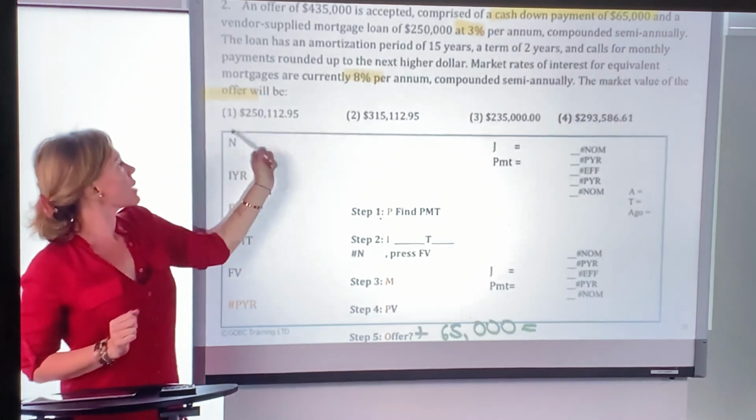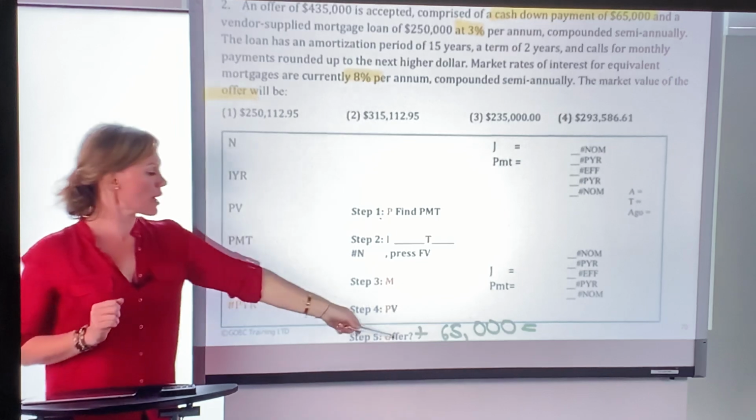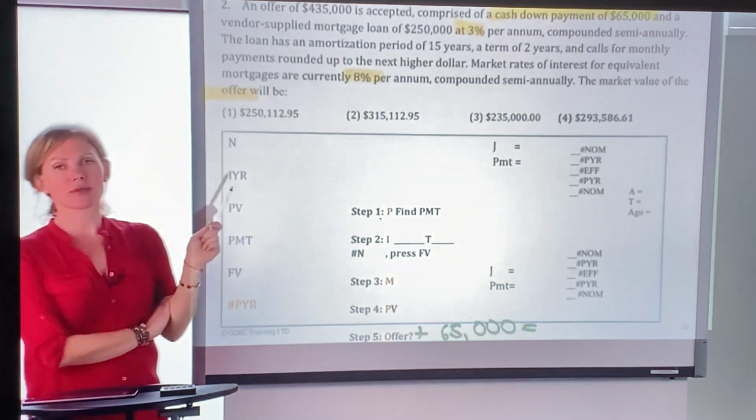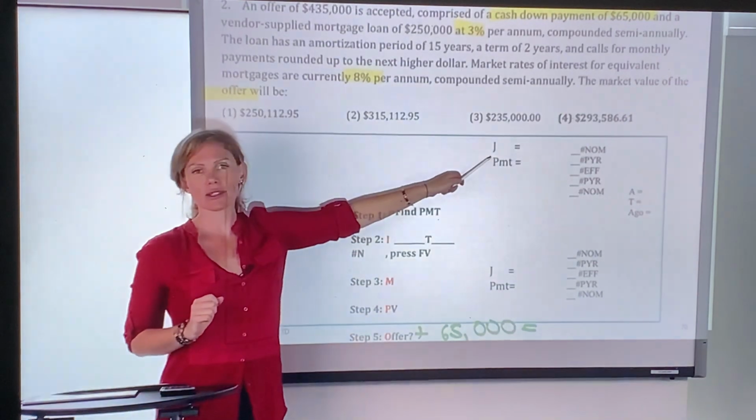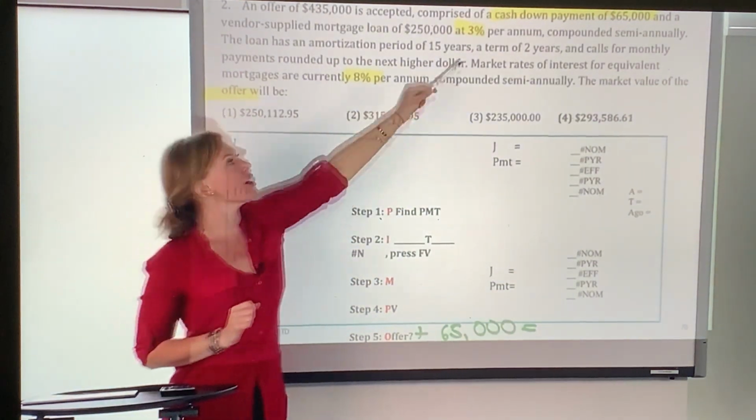So we have 2 rates. We have everything given to us in dollar signs, and we have some cash in here, which is awesome. How do we start with questions? Step 1 is always the same. We're going to find a payment first. What would you use for your J? Which rate would you use? Keep it simple. Whatever is the first one given to you.